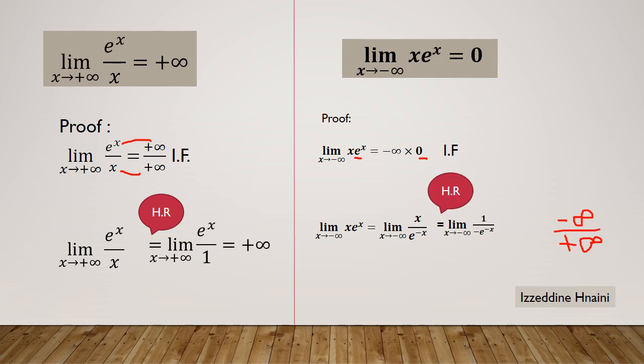The derivative of x is 1, and the derivative of e^(minus x) is minus e^(minus x), because the derivative of e^u is u prime e^u. So back to the limit, we get 1 over minus infinity, which is 0.